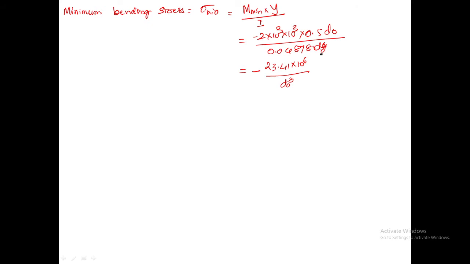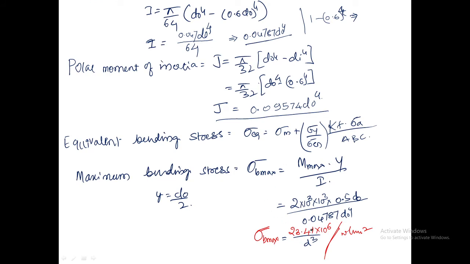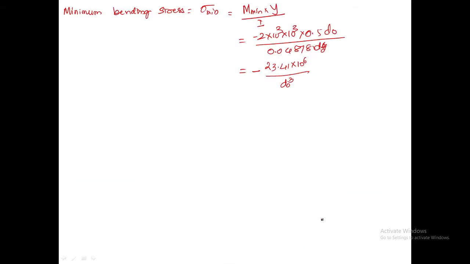20.88 into 10 to the power of 6. You check it. I think this is the right answer, because you just see here, this is 0.047. You just divide 0.5 by it. How much are you going to get here? 20.88. Okay. Now 20.88 here.